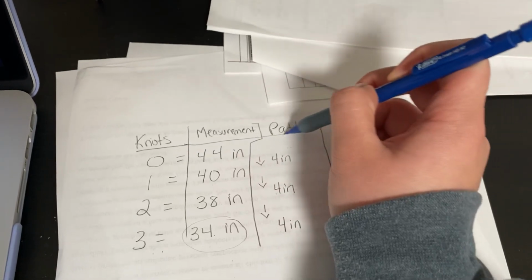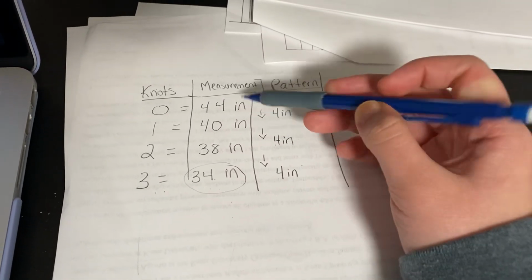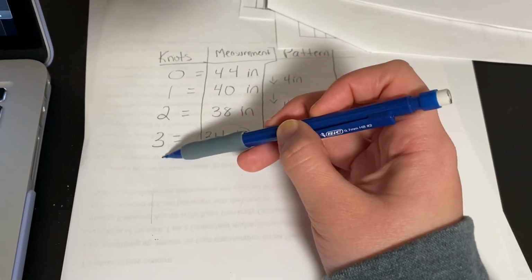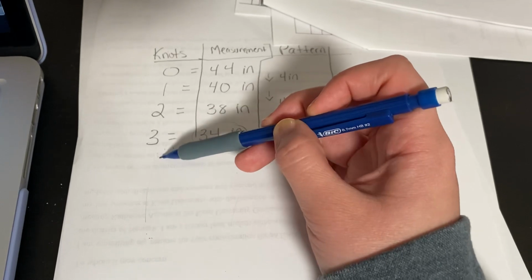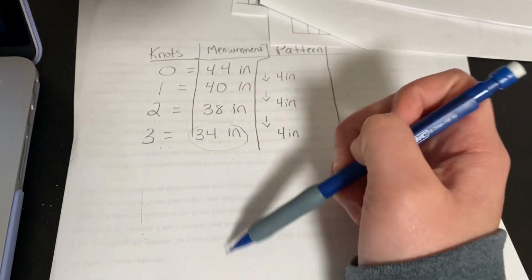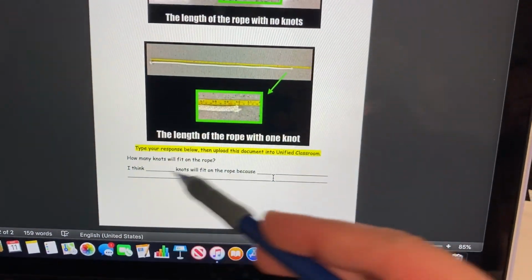And that is it. We already know that it goes down by 4. And our goal is to get to 0, and then we need to figure out how many knots we can do on the rope to get us to 0. So just keep subtracting by 4 until you get to 0. And that'll be your answer that you can fill out right here.